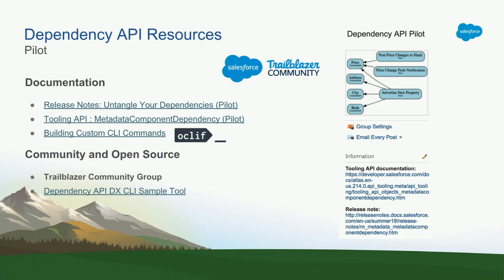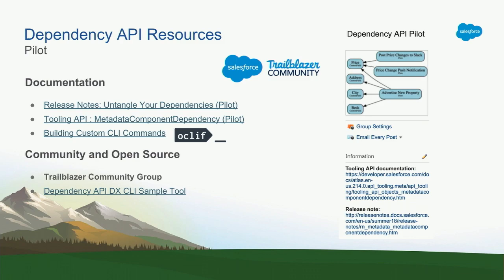Likewise, with the Dependency API, there's full release notes for it, and it's a part of the tooling API. We're kind of calling it Dependency API, but it's really just an object in the tooling API. If you're interested in building your own commands, Oclif is a brand new framework by the Heroku team that's been open sourced. It makes it really easy to build CLI commands. It's actually non-trivial to write a really robust CLI command that handles error handling and flags and all that sort of stuff. So Oclif takes a lot of the heavy lifting out of that particular development task.